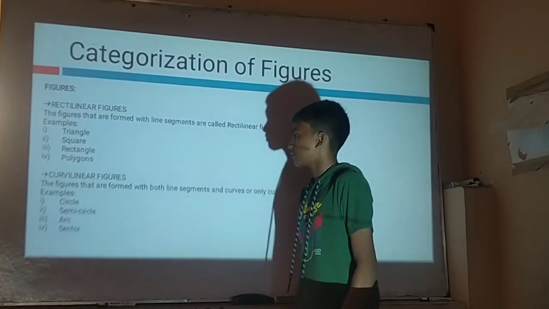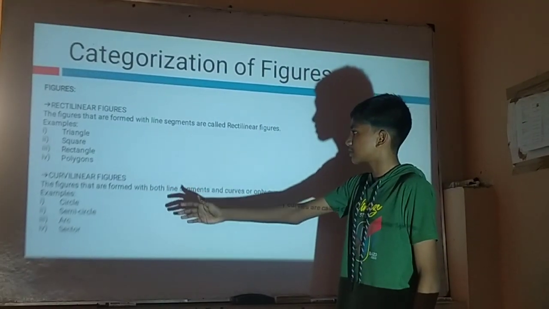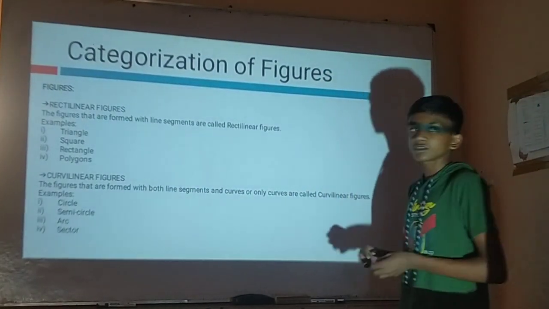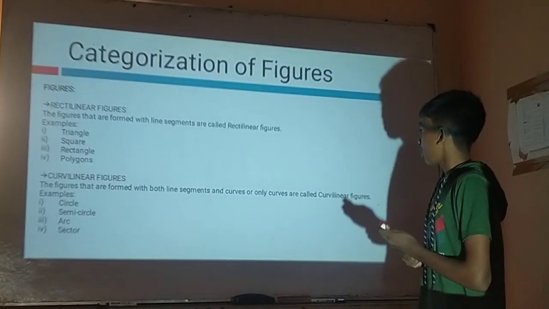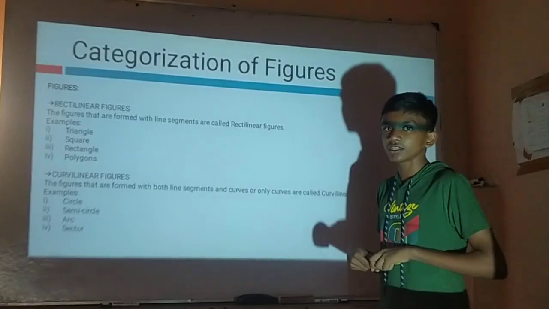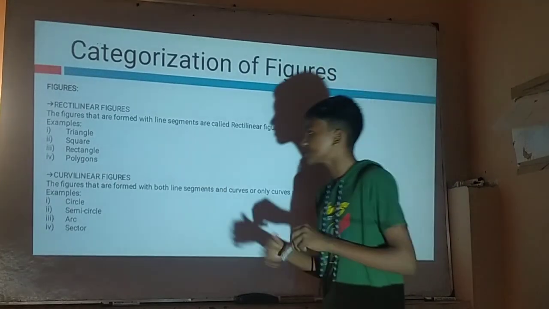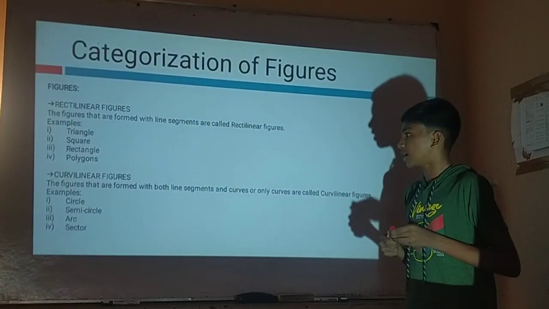Next, we shall see curvilinear figures. The figures that are formed with both right segments and curves or only curves are called curvilinear figures. Examples: circle, semicircle, arc, sector.